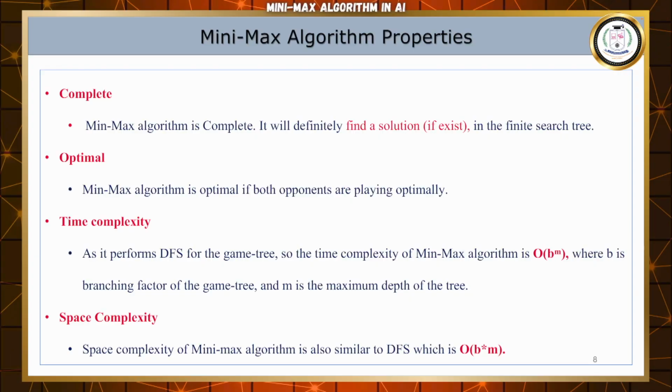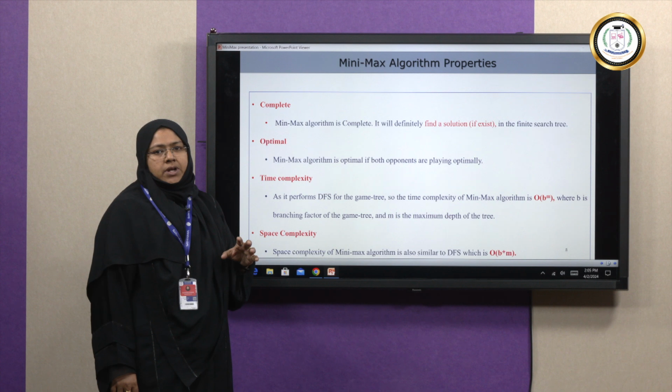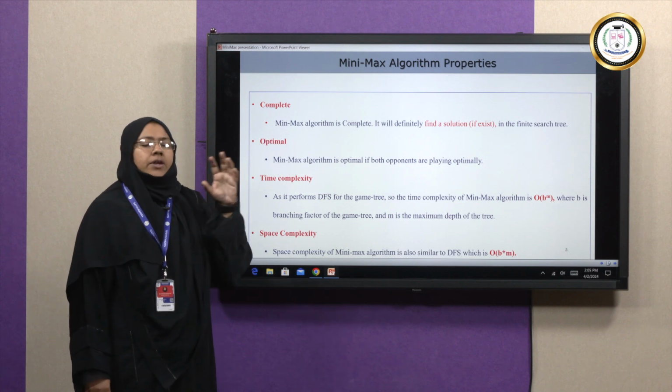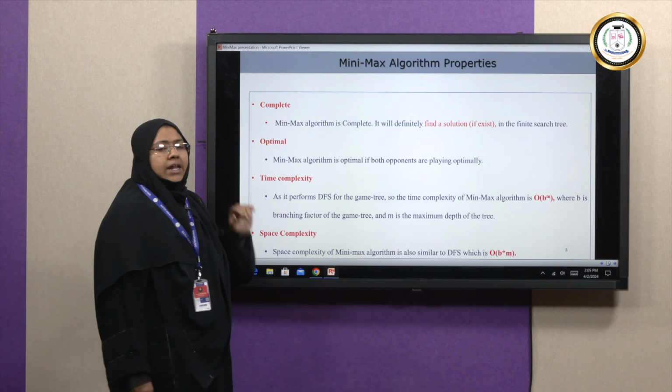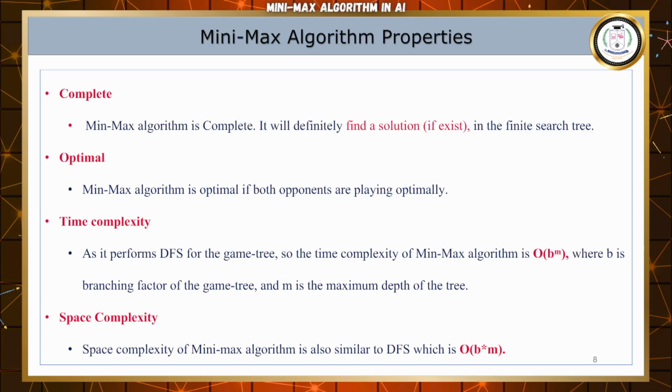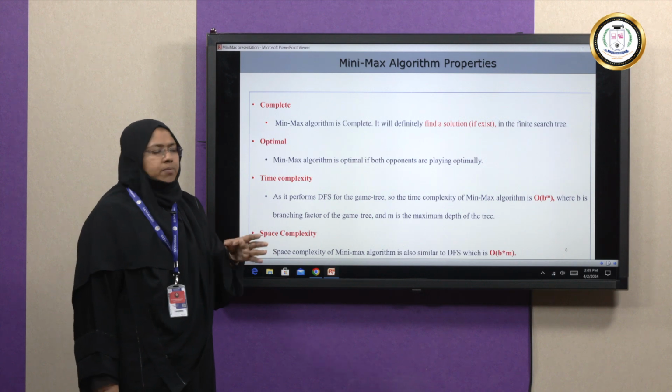Now the properties of this particular algorithm: it is a complete algorithm, that is, it gives a complete solution. If there is a solution for this particular search, then definitely it will produce a solution. So we say that this algorithm is complete. Then optimal: it performs the perfect optimal thing for both players, that is, the moves of the players in each and every step will be optimal.